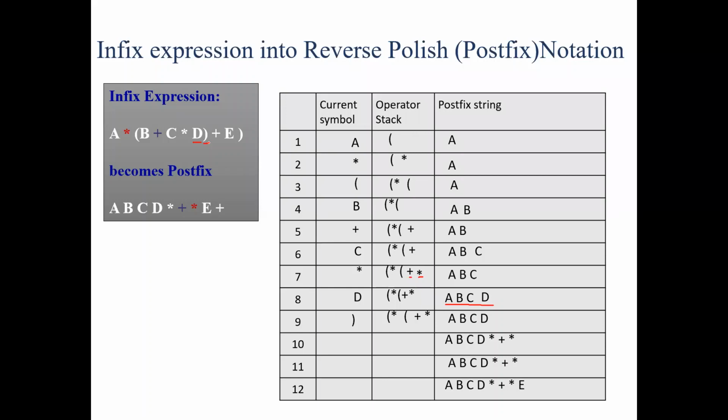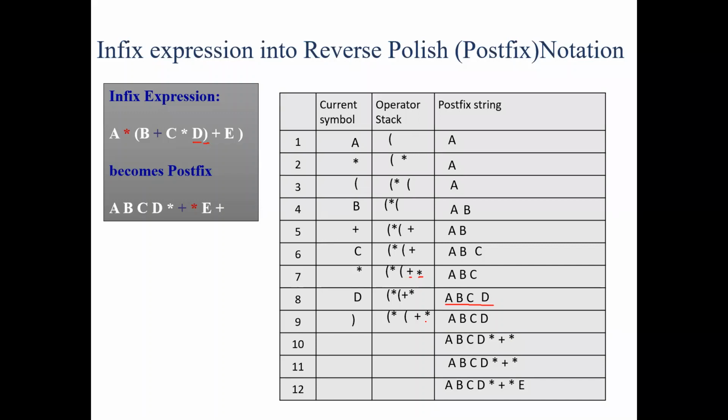Ma'am? When you scan a right parenthesis, what are you supposed to do? Pop stack symbols or operators until a left parenthesis appears. So what all operators will we be popping out now? Pop out and print, right? So what all operators do we have on the stack? What all will be popped?